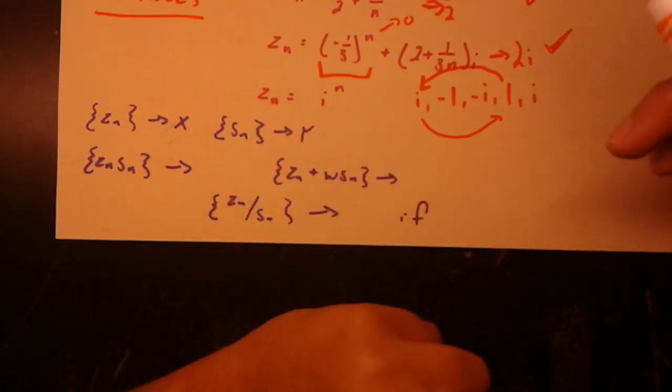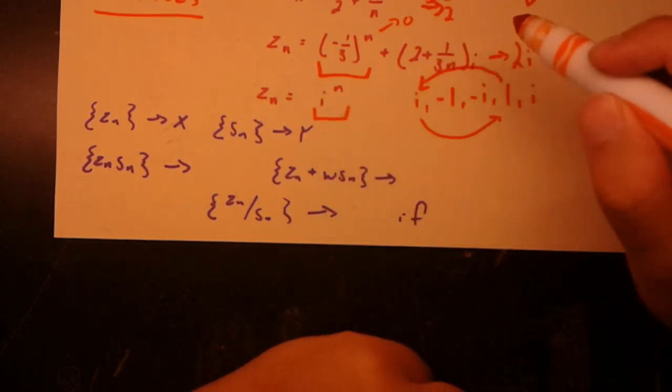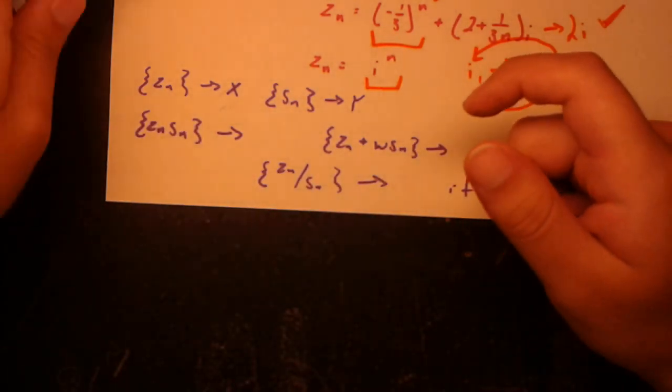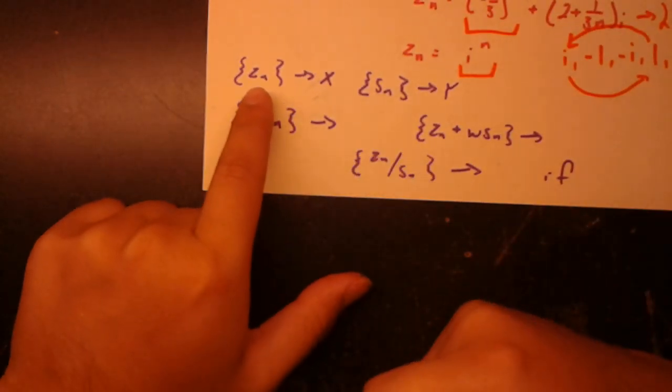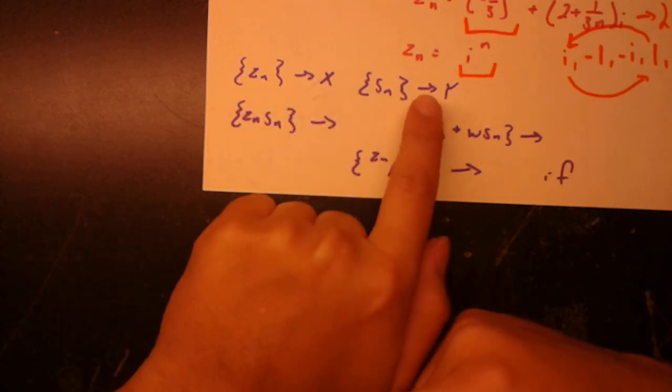So you just kind of have to remember this rule about i, where it just repeats itself in fourths sometimes. Now let's look at some of the properties of sequence limits. So I've written down here, let's suppose a sequence z sub n converges to x, and a sequence s sub n converges to y.